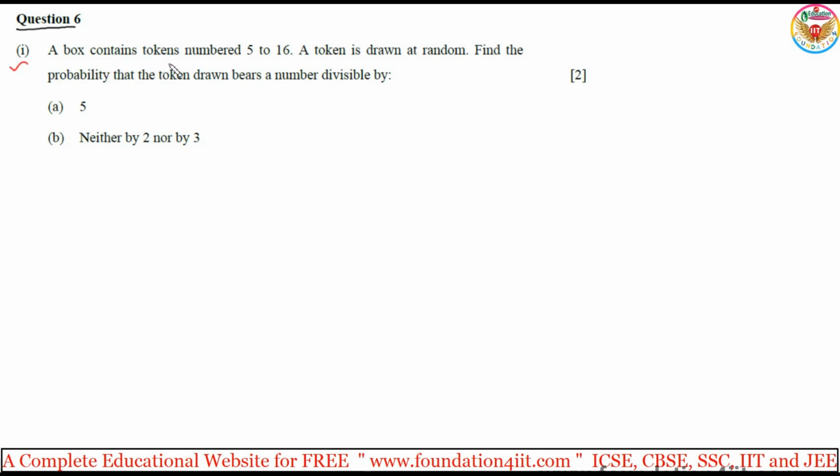A box contains tokens numbered 5 to 16. A token is drawn at random. Find the probability that the token drawn bears a number divisible by 5 and neither by 2 nor by 3. Any first probability question, we need to know the sample space. So sample space is, which is the given data, 5 to 16, the box contains tokens.